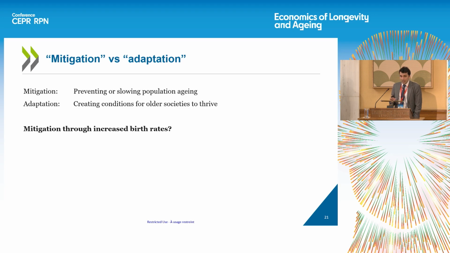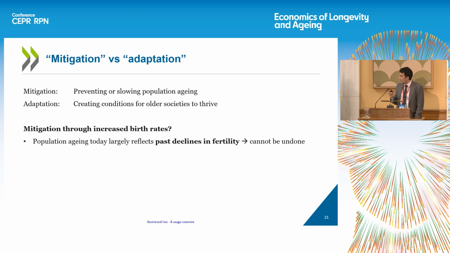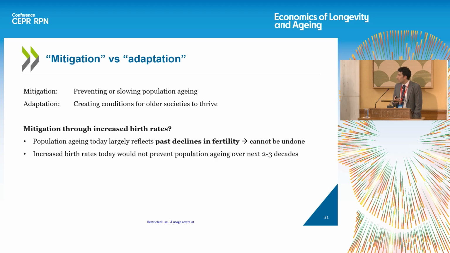Let's first think about mitigation. When we think about mitigation in the context of demographic change, two things usually are mentioned. One is mitigation through increased birth rates, and the other would be mitigation through migration. But let's start with mitigation through increased birth rates. Mitigation through increased birth rates is actually not so obvious, because population aging today largely reflects past declines in fertility, and by definition, these can't be undone. Moreover, if we were somehow able to increase birth rates today, those would not prevent population aging over the next 2 or 3 decades or so.